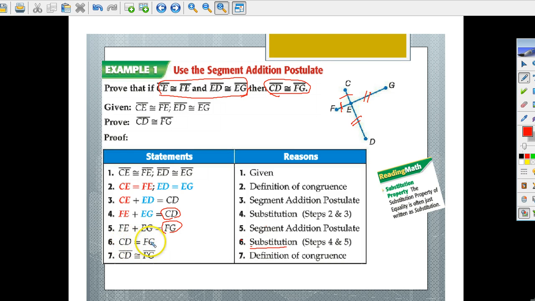Now we're going to go back and say we need to prove this, right? It looks the same, but now we're going to do congruence with the line segments. So definition of congruence, and that's how we prove that line segment CD is congruent to line segment FG.